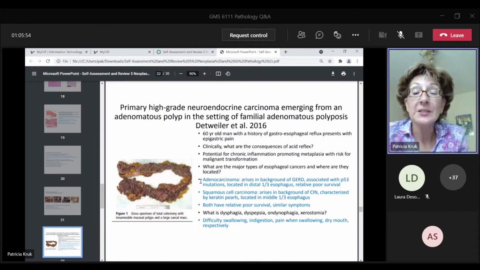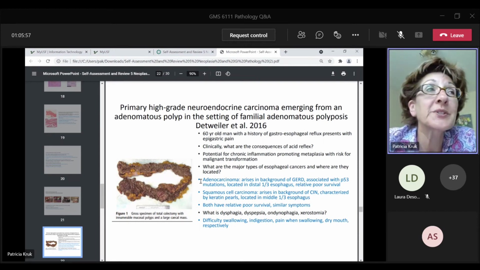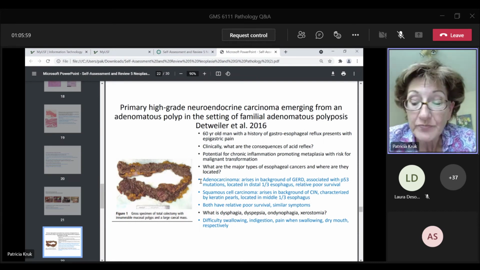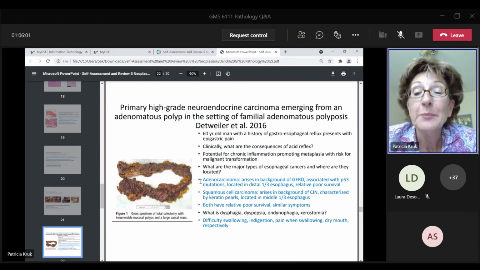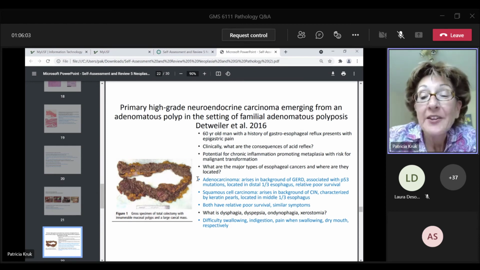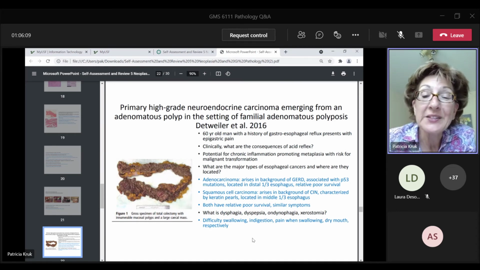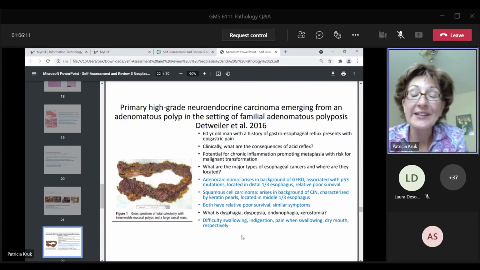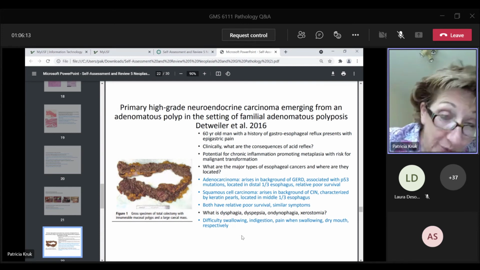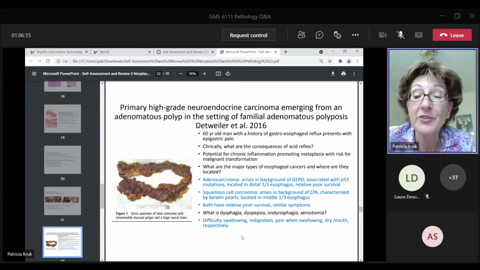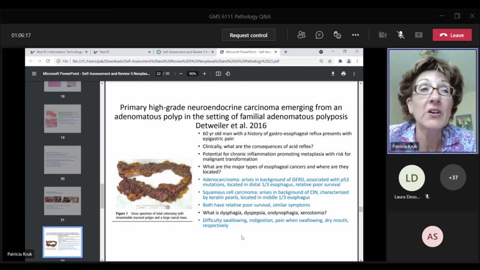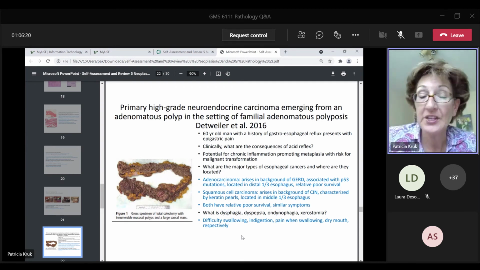The patients, again, typically what will they present with in terms of the kind of clinical symptoms? Besides potentially vomiting, they're going to show up with dysphagia, dyspepsia, odynophagia, and xerostomia. This means they have a hard time swallowing, indigestion, or it hurts when you swallow, and dry mouth. And so those are the clinical terms that are associated with these kinds of presentations.